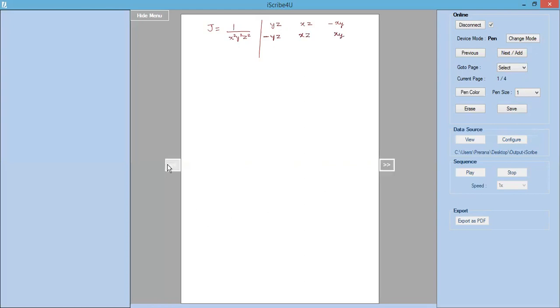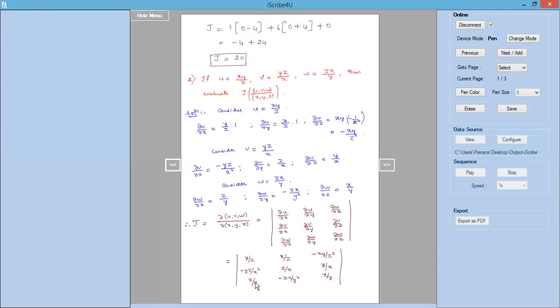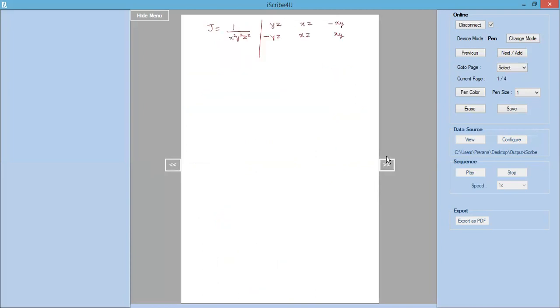Same way, when in the third row we take 1 by y square common, this will be multiplied by y in the numerator. So yz minus xz, xy. So we have yz minus xz, and this is xy. Now we will expand the determinant.